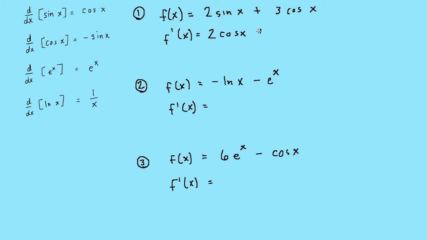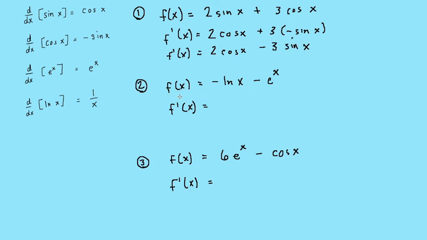And then, plus 3 times the derivative of cosine x. That's negative sine x. And looks like we're going to need to simplify this one a little bit, since we did change from positive to negative here. Our final answer says our derivative is 2 cosine x minus 3 sine x.